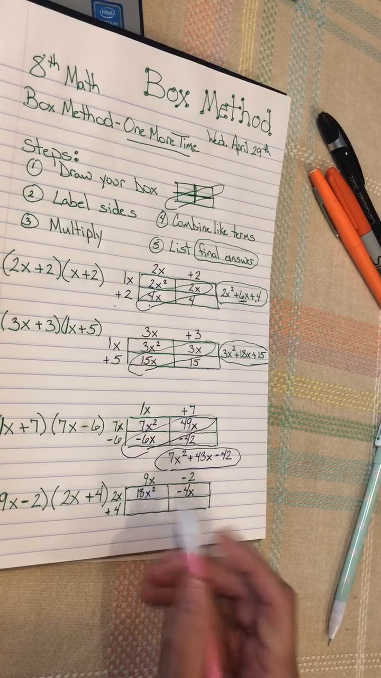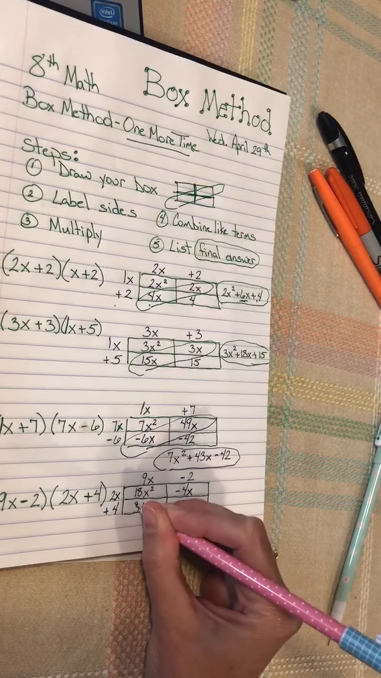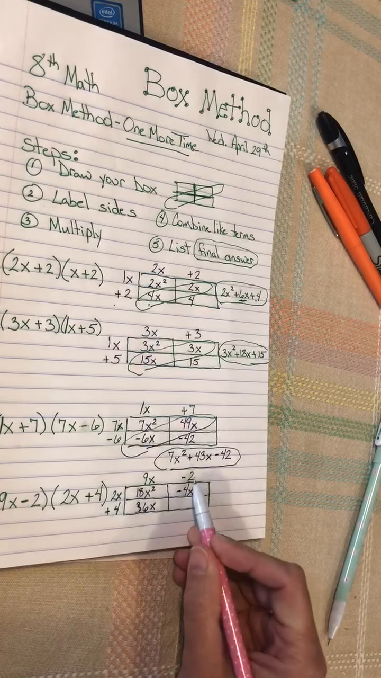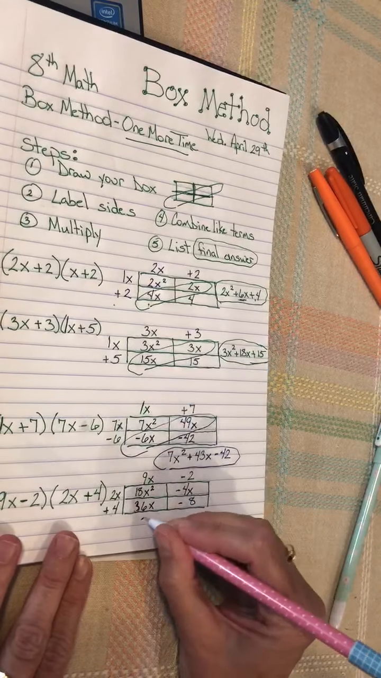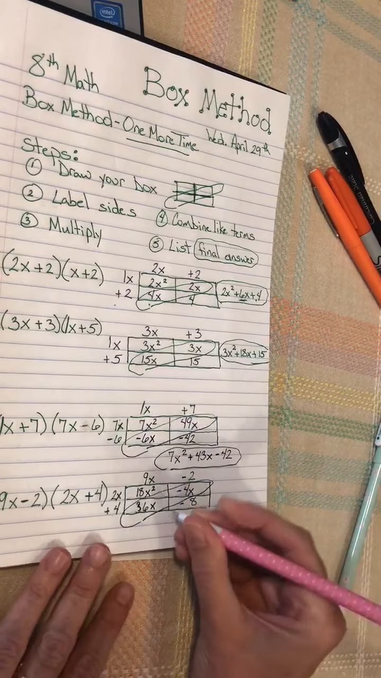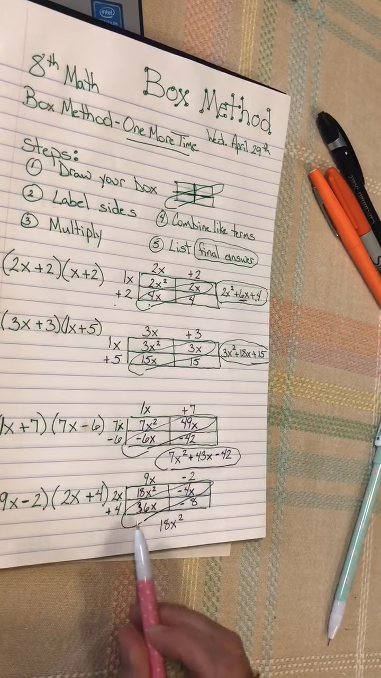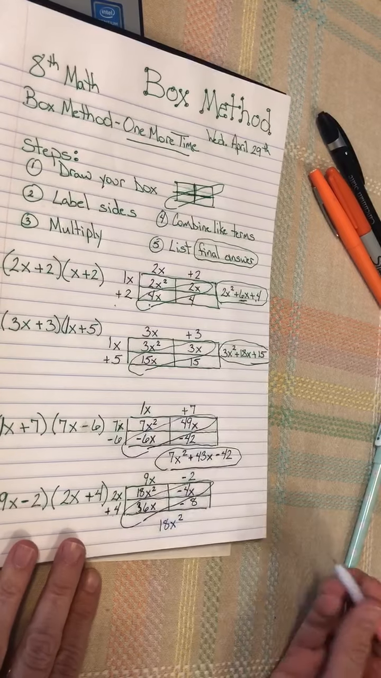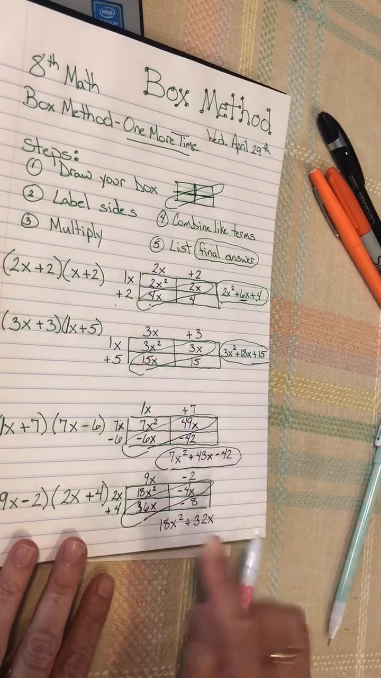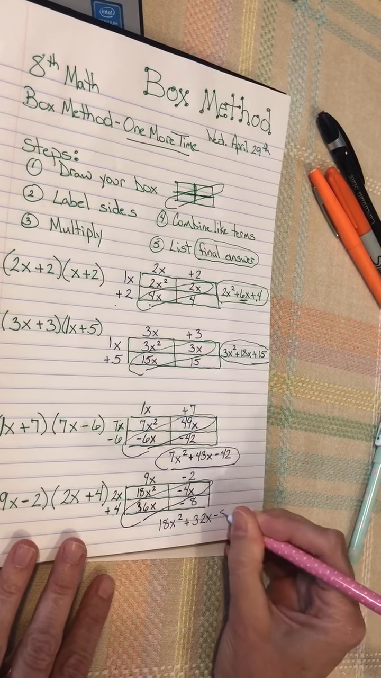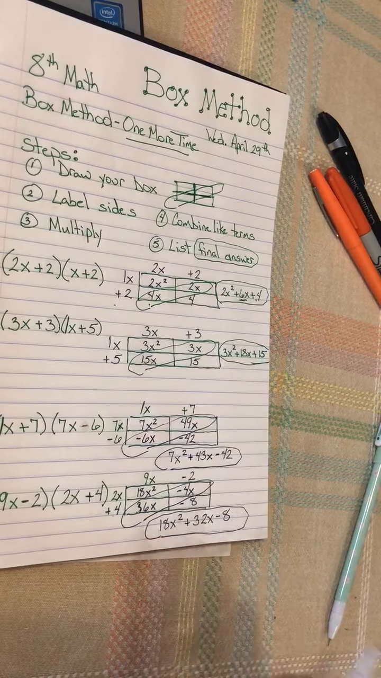Positive 4 times 9x would give me 36x. And then positive 4 times a negative 2 is a negative 8. Okay, I'm going to combine like terms. So I would have 18x squared. Positive 36, a negative 4 would give me 32x. And here's my constant of a negative 8. And then I circled my final answer.